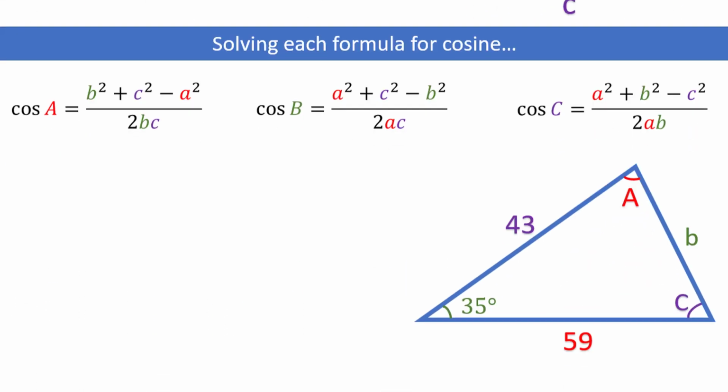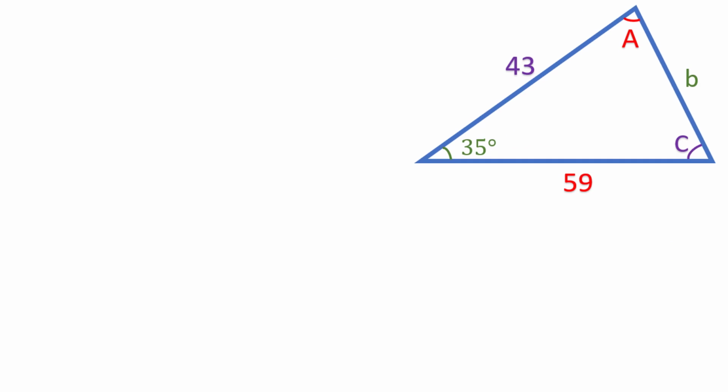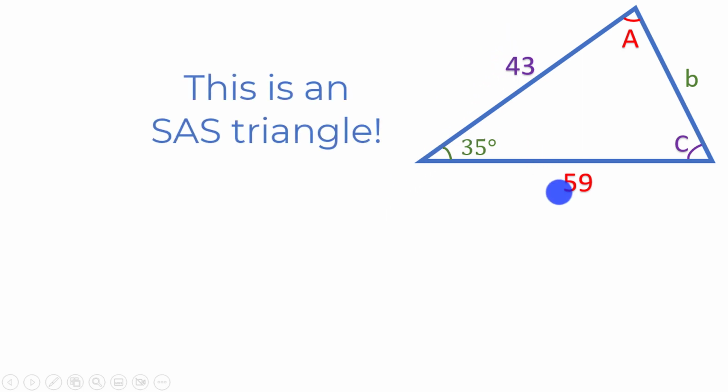Alright, let's take a look at a problem. In this problem, we are given two sides and the angle between them. So we have a side, angle, side triangle. The side, angle, side triangle is one of the triangles that should be solved using the law of cosines. If you have a side, angle, side triangle, you should start by solving for the opposite side.